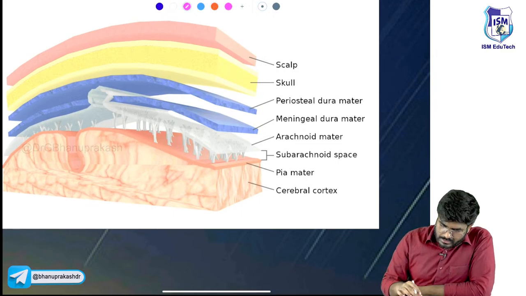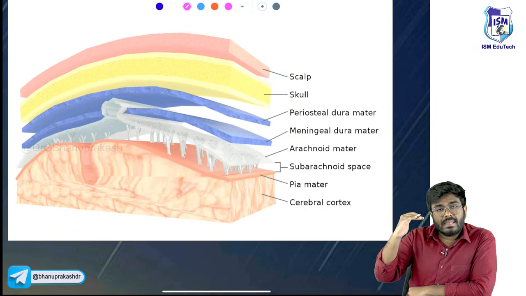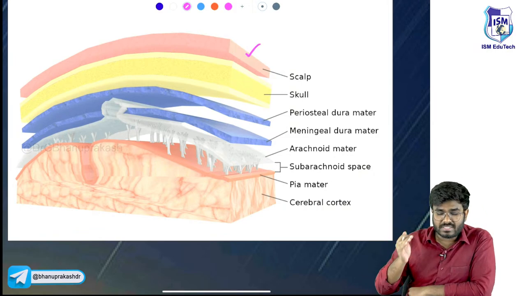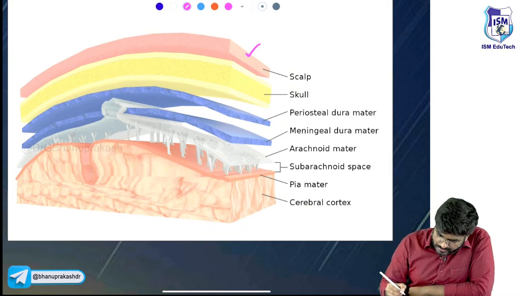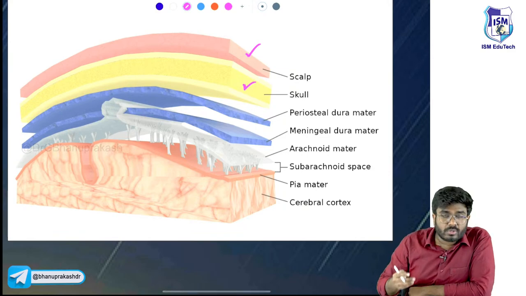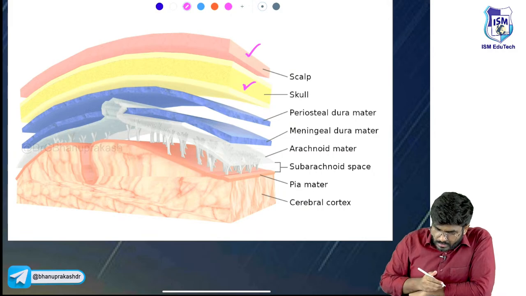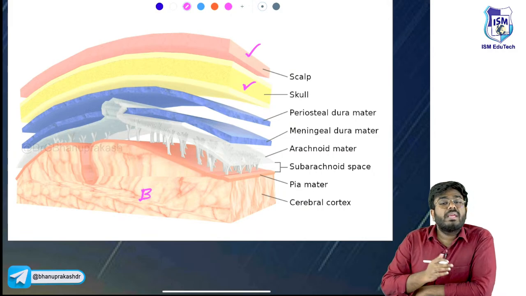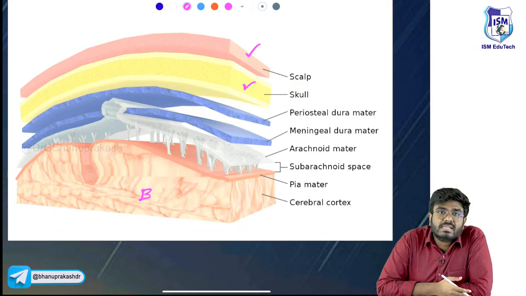Now, next. What you are seeing here are the layers from outside. This is the scalp, the skin. Here, this is the bone, the skull bone. Down to the skull bone, here is the brain. Now, the brain is covered by what? It is covered by meninges. There are three meninges.